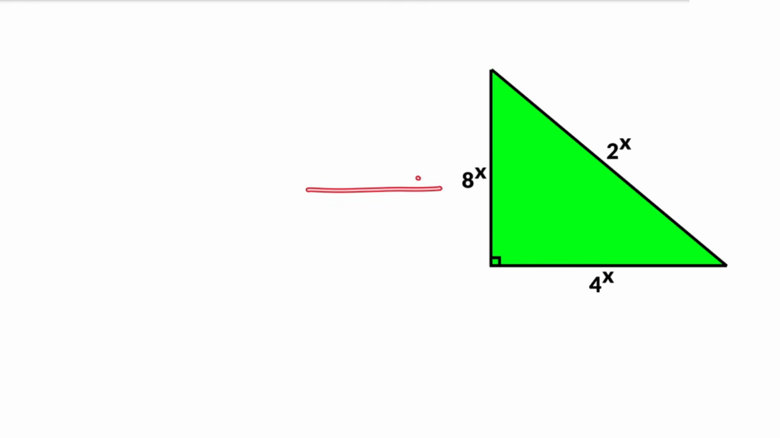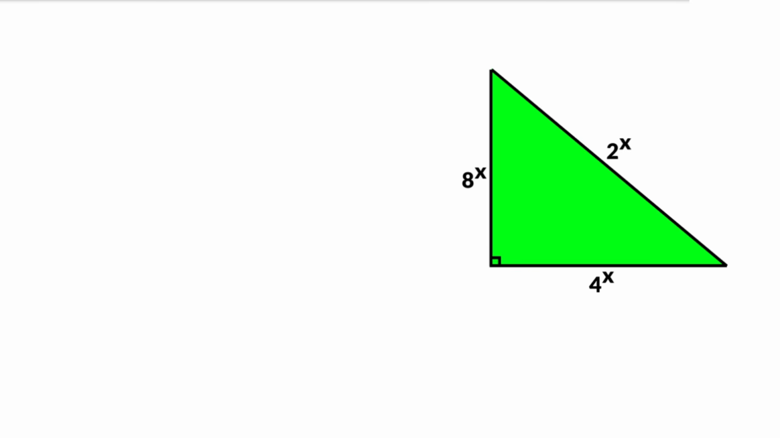We have a right triangle, except the side lengths aren't ordinary numbers. They're all exponential expressions. Take a look. The hypotenuse is 2 to the power of x. The horizontal leg is 4 to the power of x. And the vertical leg is 8 to the power of x. Our challenge is simple. Find the value of x.